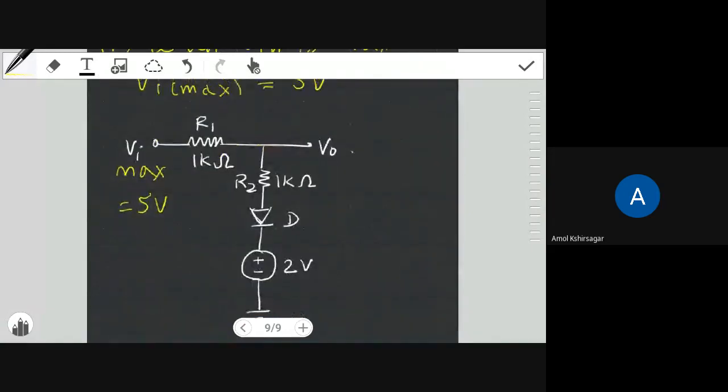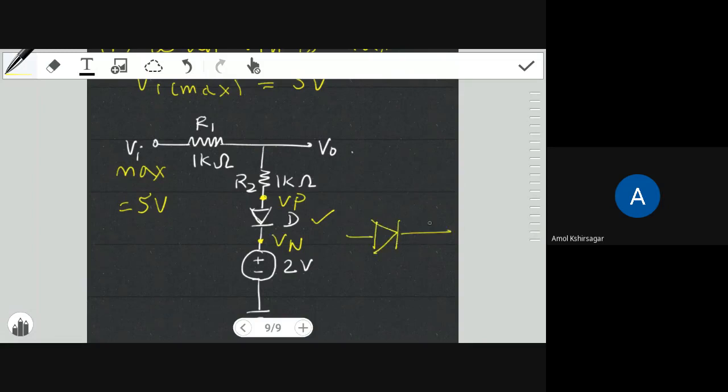In this you have to see that when 5 volt is given, what is the output? So this is the diode given over here. Now if you see at this point, if I denote this by Vp and this by Vn, whether I have to open circuit the diode or close it will depend upon the potential difference between Vp and Vn.